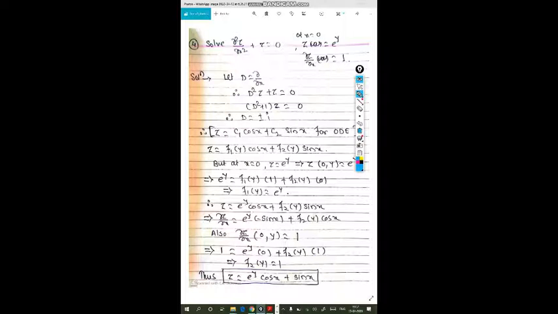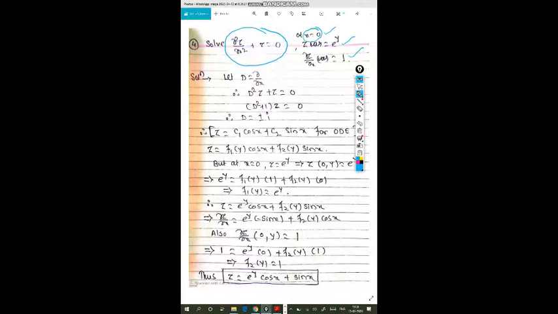So the question is: solve ∂²z/∂x² + z = 0, and you are given that at x equal to 0, the value of z is e^y, and ∂z/∂x has value 1 at x equal to 0. Remember, in the previous 3 examples, the differential coefficient ∂²z/∂x² is given as a function of x and y. Here, this differential coefficient is not given as a function of x and y. It is again given in terms of z.